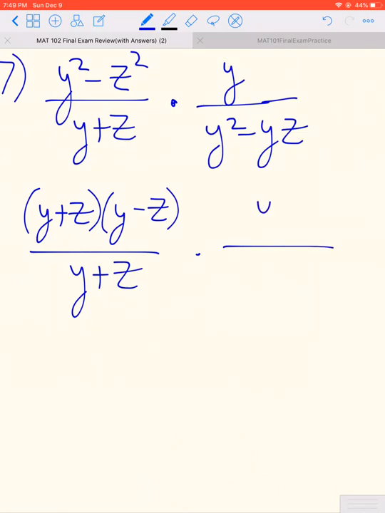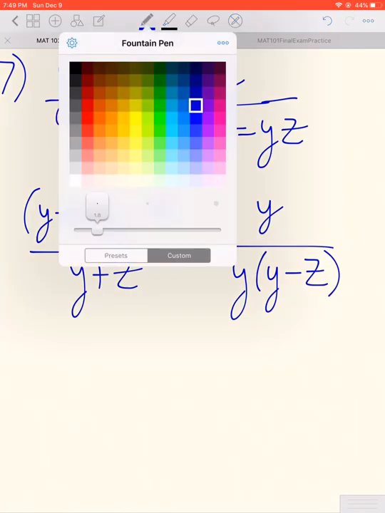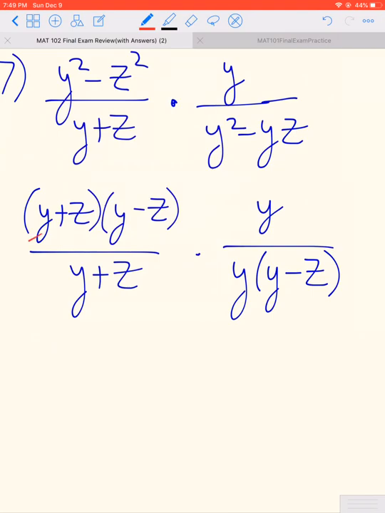For the second fraction, we have a numerator of y, and then we can pull out the GCF of y to leave us with y times the quantity y minus z. Once we've done that, we're going to try to cancel all of the common factors. For example, there's a y plus z on top and bottom of the first fraction, so those cancel. We also have a y minus z on top and a y minus z on the bottom, so those cancel. And then lastly, if we notice, there's a y and a y, so everything is canceling here.